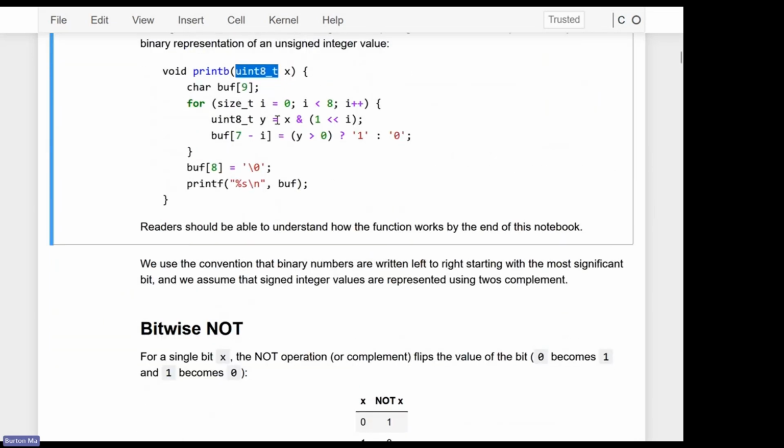That little function there, you shouldn't be able to read right now and understand. By the end of this lecture, or the next, hopefully you'll be able to decipher this function and figure out exactly what it's doing. But I claim that it prints out the binary representation of the unsigned 8-bit number x.